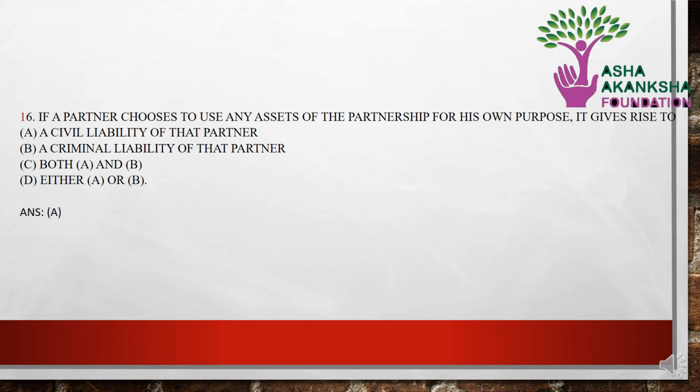The next question is, if a partner chooses to use any asset of the partnership for his own purpose, it gives rise to which of the following? A, a civil liability of that partner. B, a criminal liability of that partner. C, both A and B. Or D, either A or B. The correct answer to this question is option A. That means it gives rise to a civil liability of that partner.